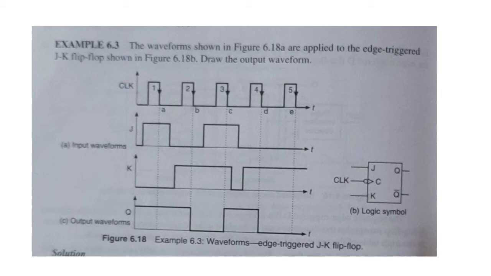Again, if you consider the third negative edge, for checking the value of J and K, both are high. When both the values are high, we know that the flip-flop will change to the complement of the previous state. The previous state here is that the flip-flop is maintaining at level 0. So when J is 1 and K is 1, it has to move to the level high. So there is a transition from low to high when J equals K equals 1, and the flip-flop will maintain the level high until the next edge, which is the fourth clock negative edge.